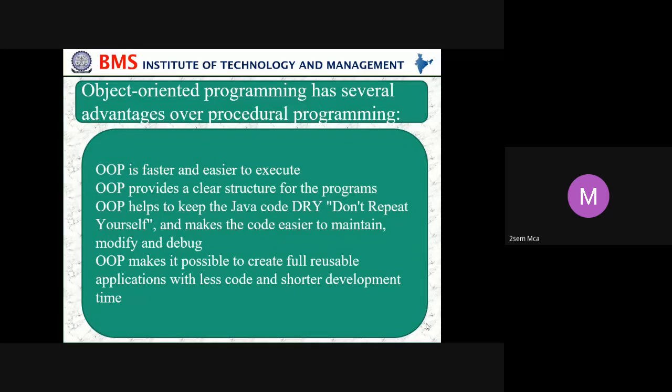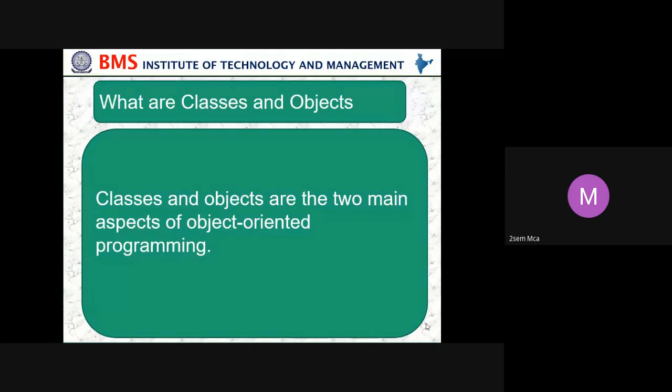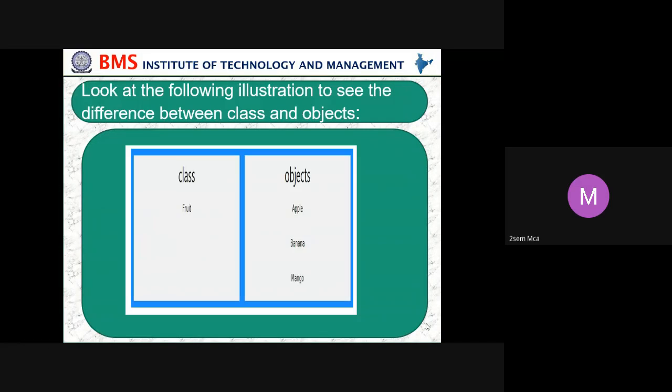So that's what here. In Java, don't repeat again and again. We know the slogan of Java: write once, execute any number of times. Write once and read many number of times. That's what we say here. So OOP makes it possible to create fully reusable applications with less code and shorter development time. What are classes and objects? Classes and objects are the two main concepts of object-oriented programming.